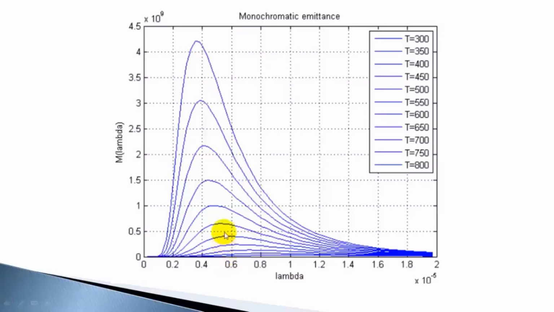At a higher wavelength, it has the peak value of monochromatic emissive power, whereas at higher temperature, at a lower value of lambda, it has the peak. At lower temperature, it has a higher value of lambda at the peak. So this observation you can make from the graph.